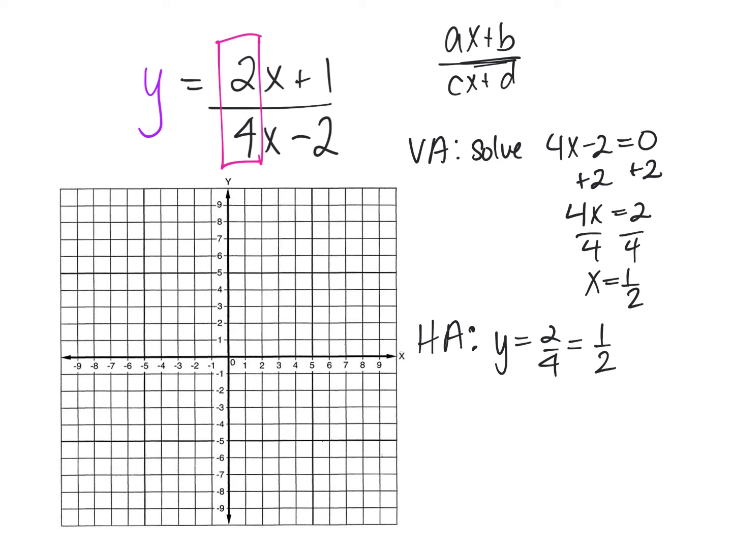Okay, so let's get our asymptotes on there. x equals 1/2. That's a vertical asymptote. And y equals 1/2 is horizontal. And this one is not as clear whether it's in quadrants 1 and 3 or 2 and 4. So we have to make a table.